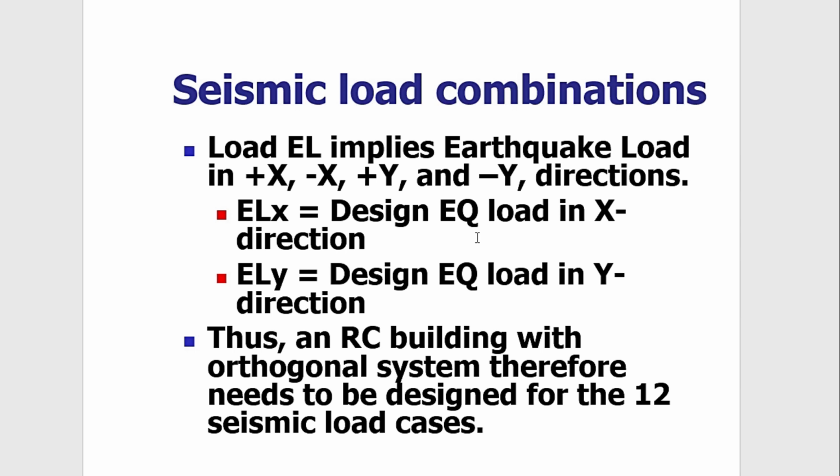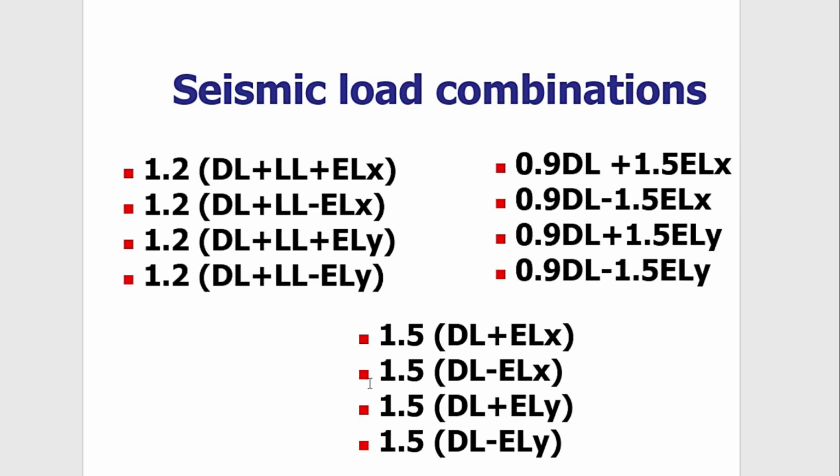So this earthquake loads along plus X and minus X need to be considered along with the basic combinations required for that type of structure. So for an RC building, the basic combinations there will be 12. So that seismic load combinations are 1.2 times dead load, 1.2 times live load, and 1.2 times earthquake load along X direction, positive X direction. This is along negative X direction. This is along positive Y direction. This is along negative Y direction.